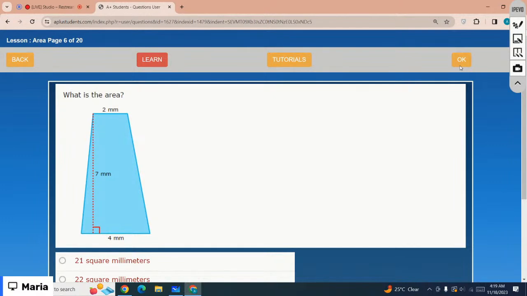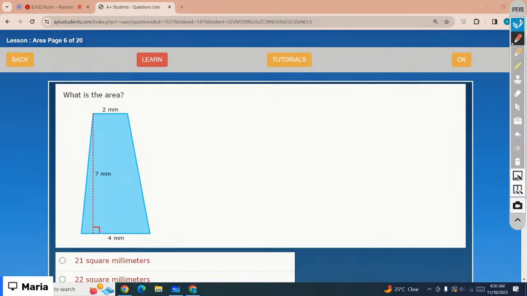Yes, that is a trapezoid, right? So the area of the trapezoid would be A equals (A plus B) divided by 2 times H. This is A, this is B, and this is H, right? Let's just put in all the values.